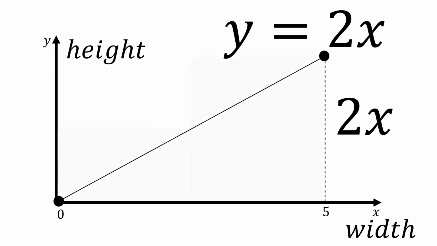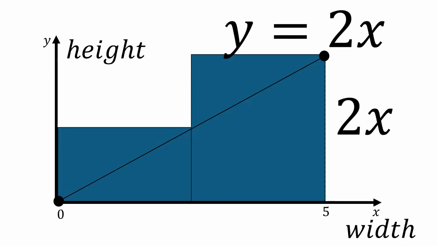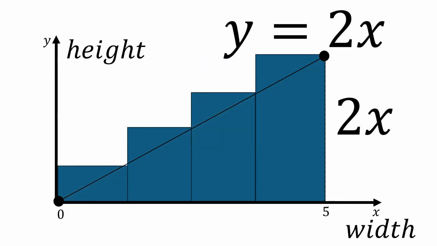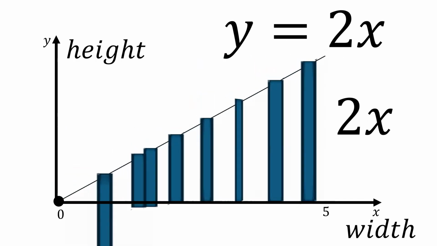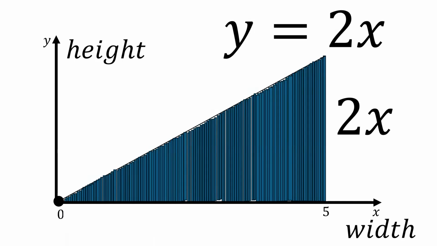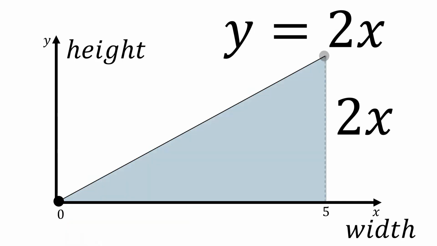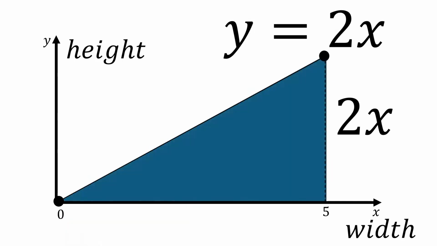But what if we split it into 2 parts? More accurate, but not really that accurate. 4 parts. Okay, more accurate. 8 parts. More accurate. And eventually, until we make very, very small cuts, and until they're basically the same shape.